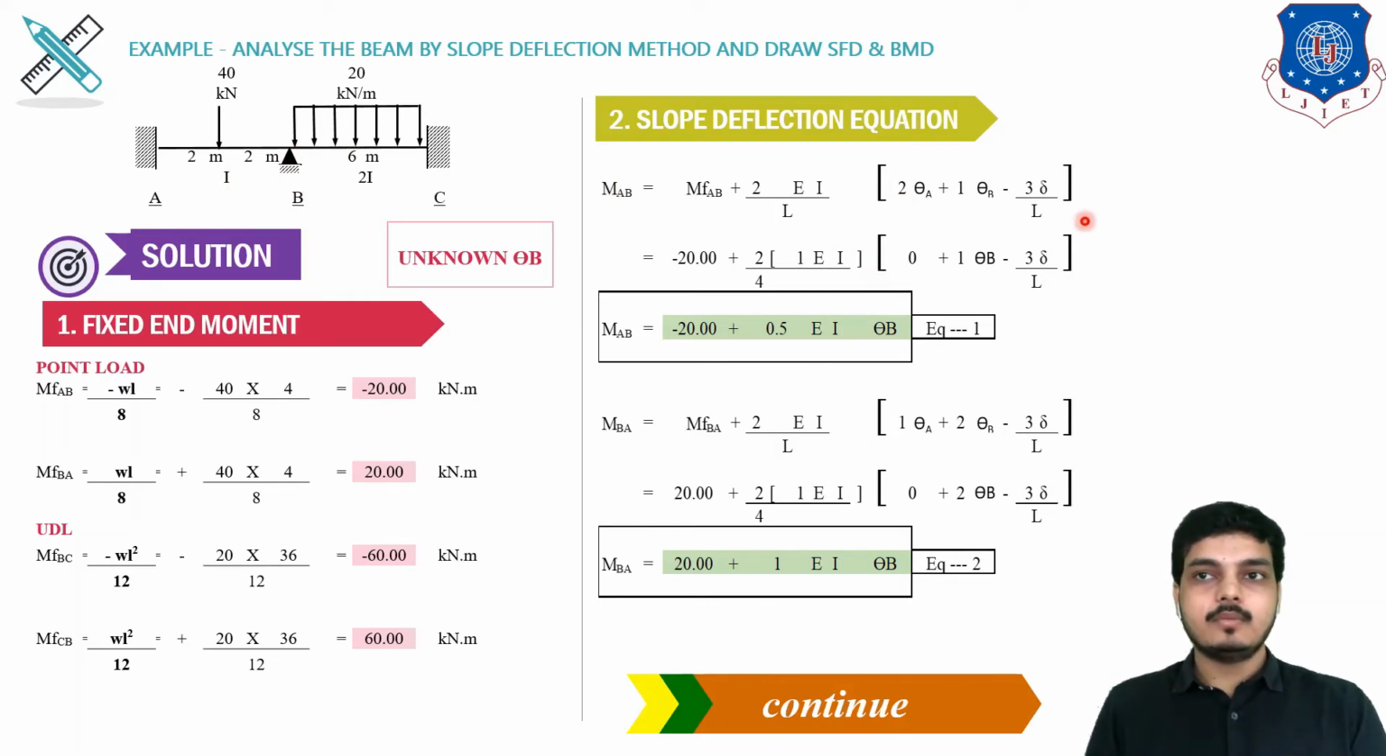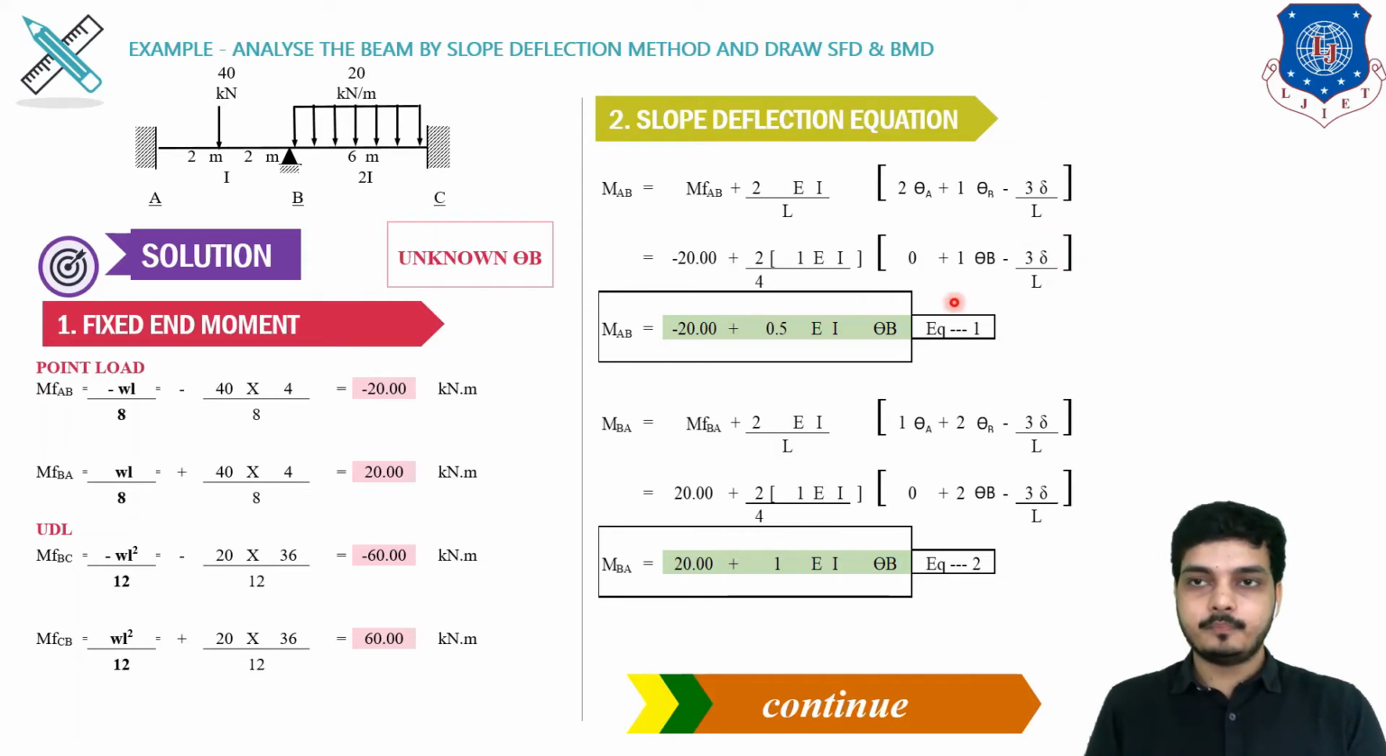Now in the bracket, what to keep, let's understand. The equation has 2 theta A. You know A support is a fixed support, so there is no unknown. B support is a simple support, so my unknown is theta B. My unknown is theta B only and not theta A, so in place of theta A we have to keep 0. Theta B we will find out after solving all the equations, so keep it as unknown. Now delta. As there is no sinking mentioned in the example, we have to keep delta equal to 0. This delta value we will use whenever sinking is given.